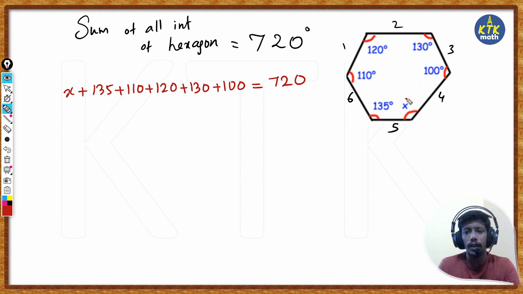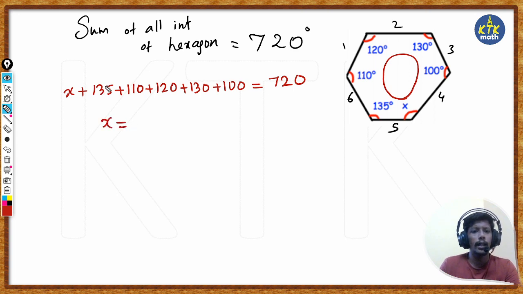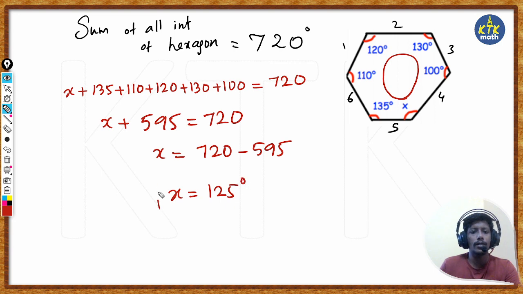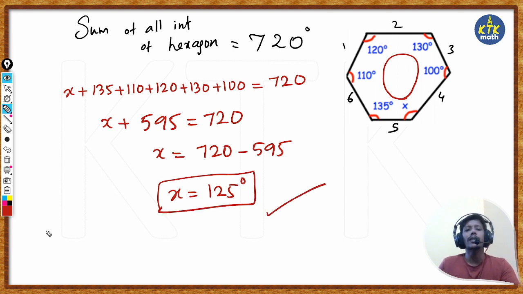You just observe here, from here to here to here to here to here. Okay, now add them everything. What you are going to get? Shall I add directly? 100, 200, 300, 400, 500, 545, 595. So x plus 595 is equal to 720. This is plus. So x is equal to 720 minus 595, which gives me 125 is the answer. Okay, so all these are only basics.